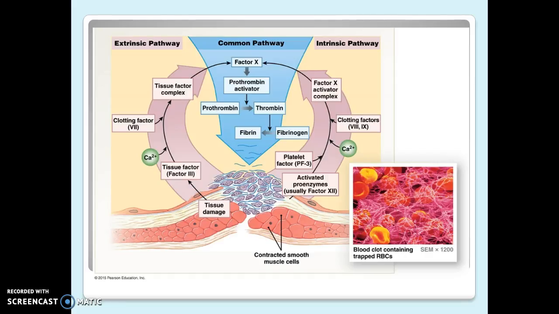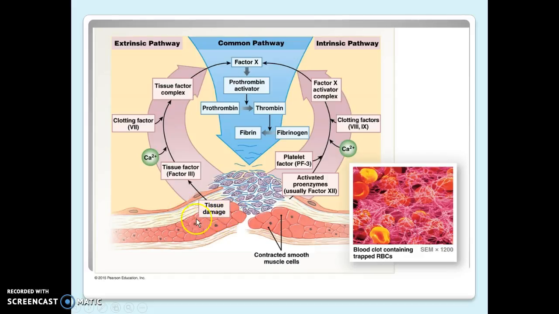When we look at the process of creating a blood clot, there are 2 pathways to forming this blood clot. We have an extrinsic pathway and we have an intrinsic pathway. We're going to start by looking at the extrinsic pathway. The extrinsic pathway is initiated due to tissue damage to the blood vessel. So this is extrinsic, meaning it's happening outside of the blood.